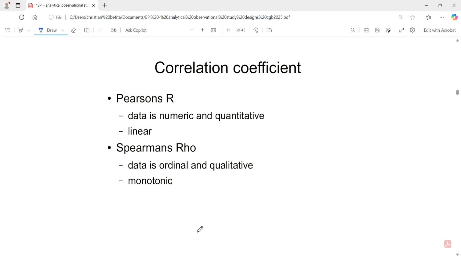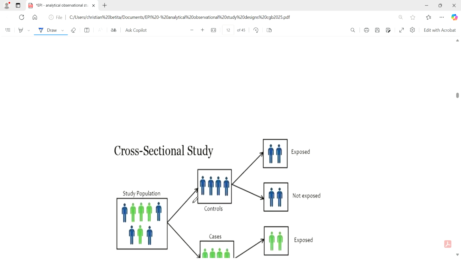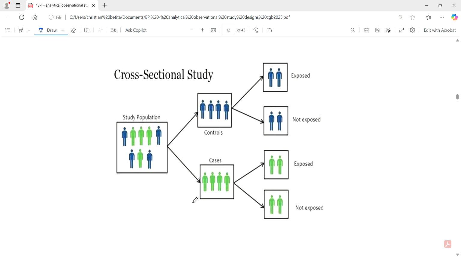Okay. And we have two types of correlation coefficient. We have your Pearson's r, wherein the data is numeric and quantitative, and your Spearman's rho, wherein the data is ordinal and qualitative. So this is the general schema for a cross-sectional study. Your study population, controls and cases, exposed, not exposed, exposed, not exposed. These are all collected at a single point in time.